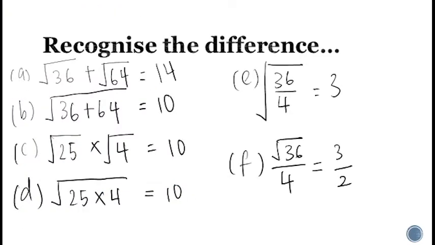Be careful about the difference in the question format. √36 + √64 is different from √(36 + 64), which is √100, giving you 10. √36 + √64 gives you 6 + 8, which is 14. Recognize the difference for the remaining examples, C, D, and E, F.